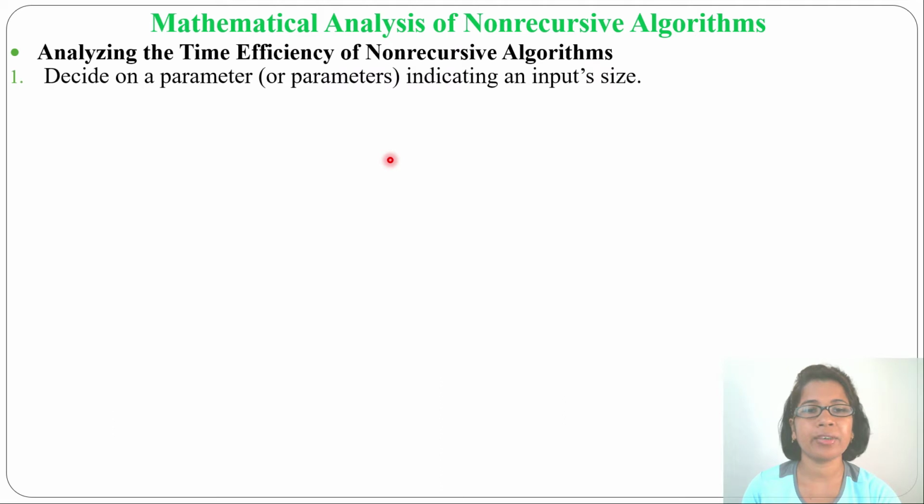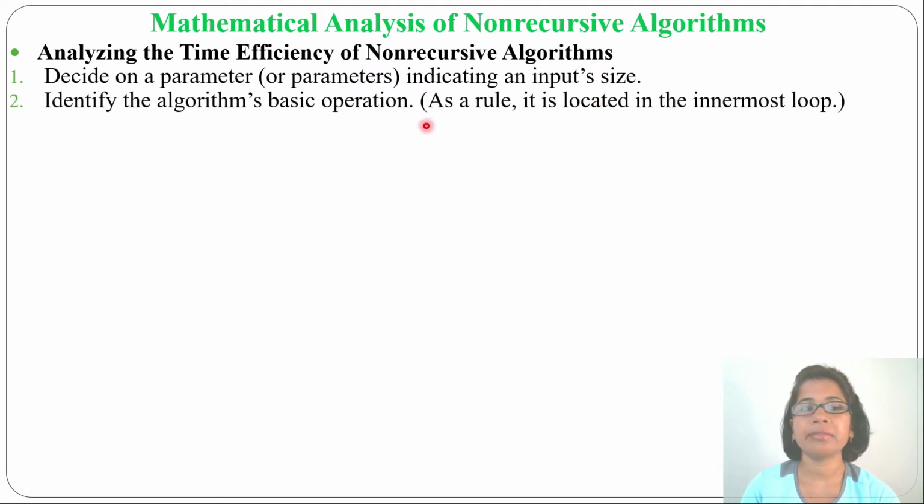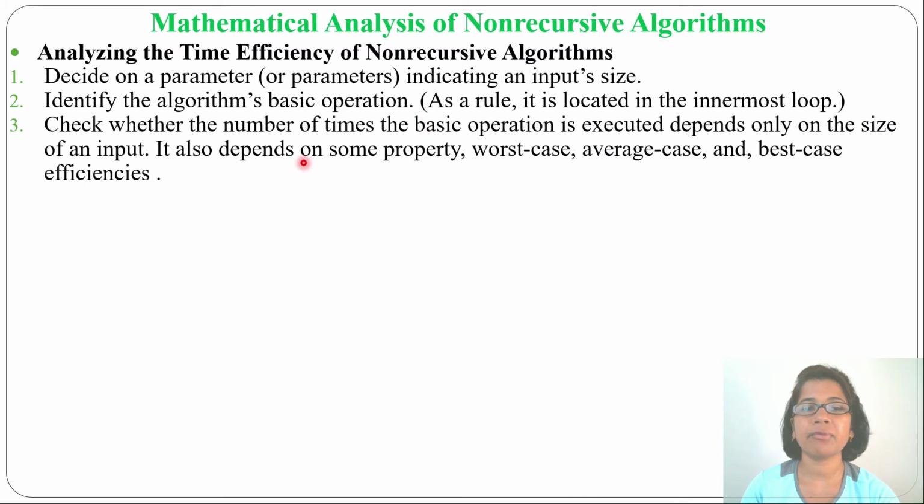First step, decide on a parameter indicating an input size. Then identify the algorithm's basic operation. Usually the basic operation is present in the inner loop. Next, check whether the number of times the basic operation is executed depends only on the input size, or whether it depends on the worst case, best case and average case.